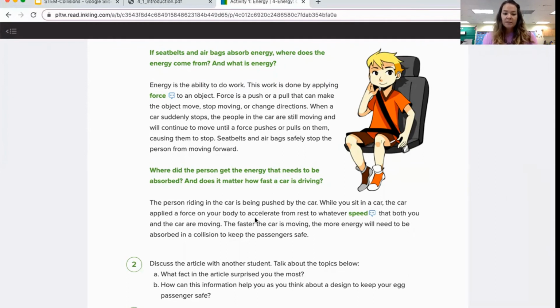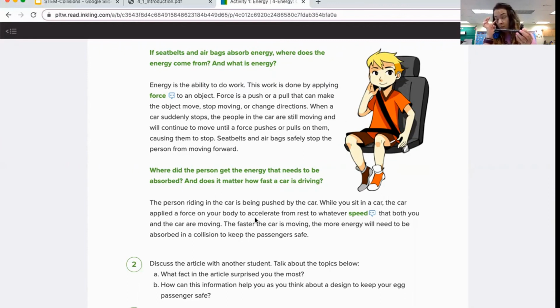So where did the person get the energy that they need to absorb? And does it matter how fast the car is driving? The person riding in the car is being pushed by the car. While you sit in a car, the car applies a force on your body to accelerate the rest to whatever speed that both you and the car are moving.